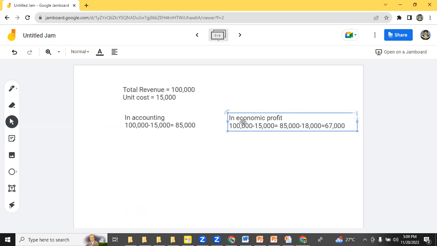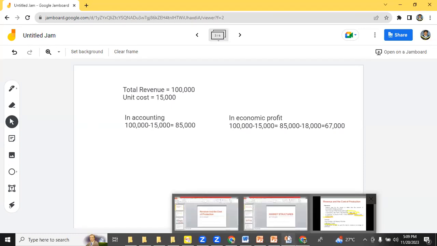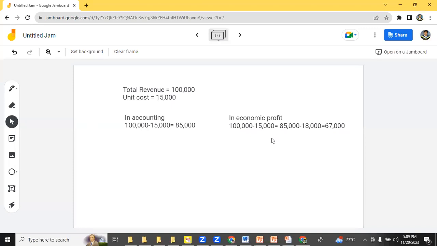Okay? So, you can always remember na in terms of the accounting and the economic computation of profit, the economic profit must be lower always. Mas manubo na siya. Nga, it's because you have implicit cost to consider.